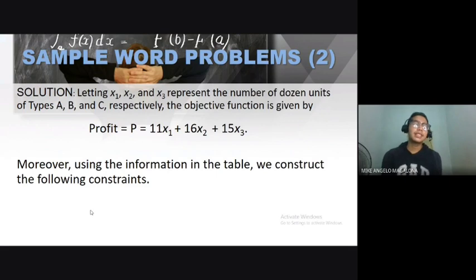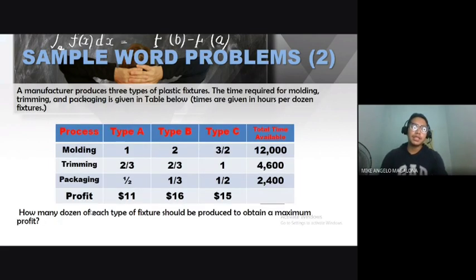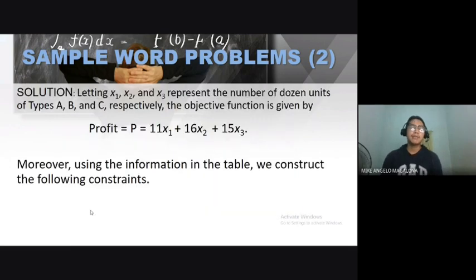Our solution is, letting x sub 1, x sub 2, and x sub 3 represent the number of dozen units of types A, B, and C respectively. The objective function is given by profit, which we can assume is P, equals 11 x sub 1 plus 16 x sub 2 plus 15 x sub 3. Then the numbers we were raising in the profit are 11, 16, and 15. Moreover, using the information in the table, we construct the following constraints.